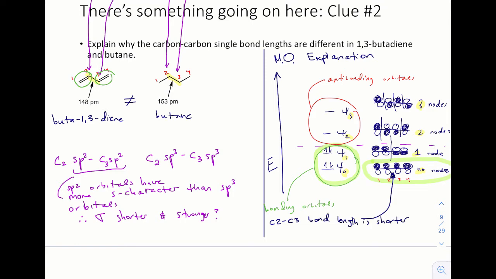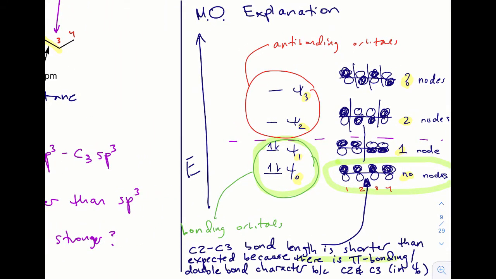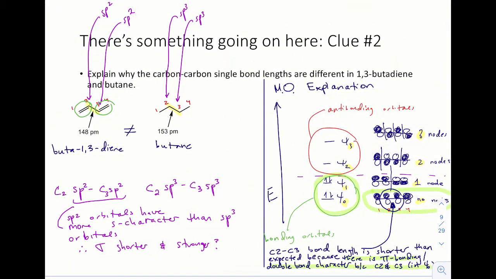It is shorter than expected because there is pi bonding or double bond character between carbons 2 and 3, as shown in psi naught. Look, carbons 2 and 3 are overlapping in phase with their p orbitals. That makes some sort of pi interaction. So yes, the bond between carbons 2 and 3 has mostly single bond character. Notice there's a node there in psi 1, but there's a little bit of double bond character because of the 2 electrons that are in psi naught. All right, make sure you have clue number 2, and then let's move on to clue number 3.